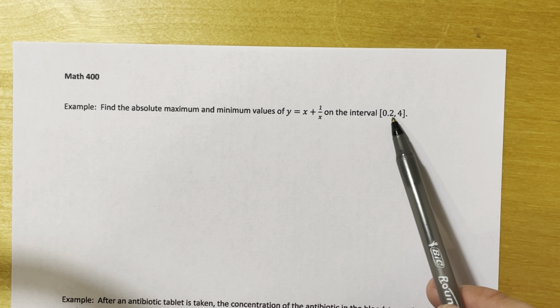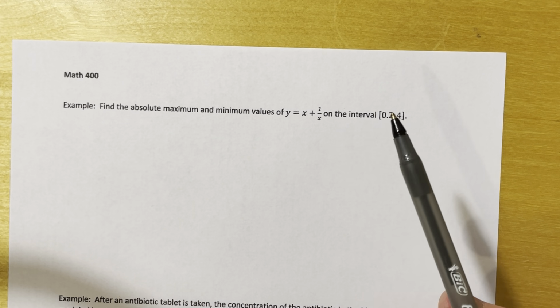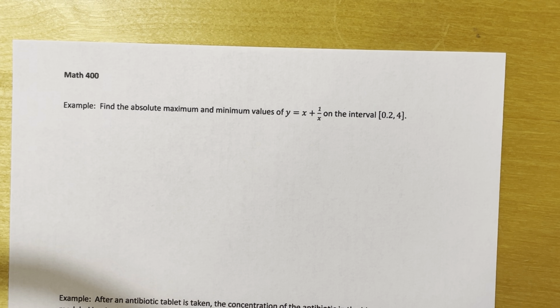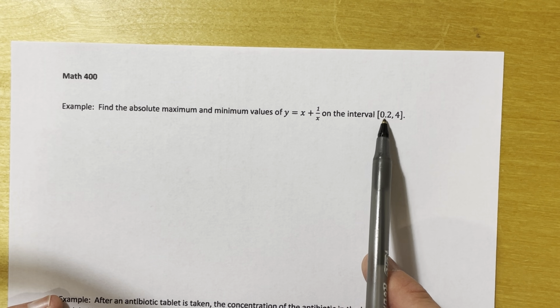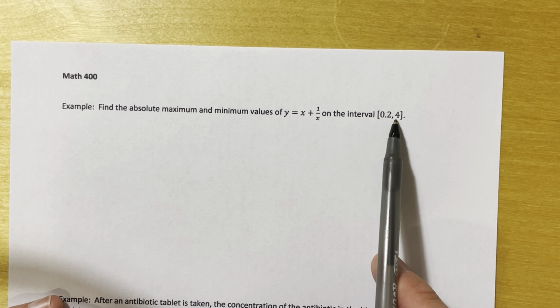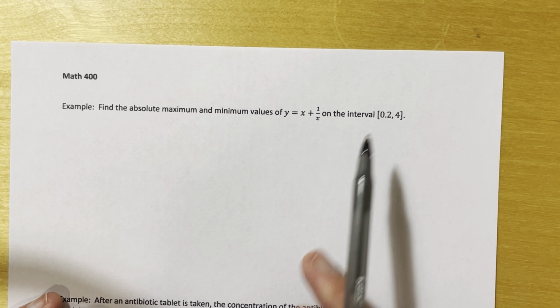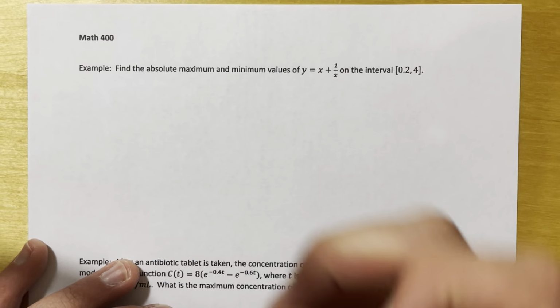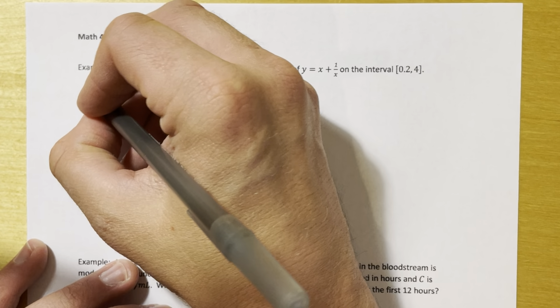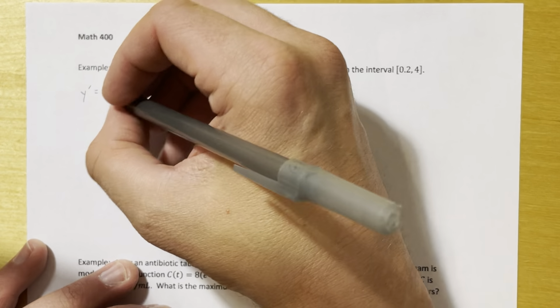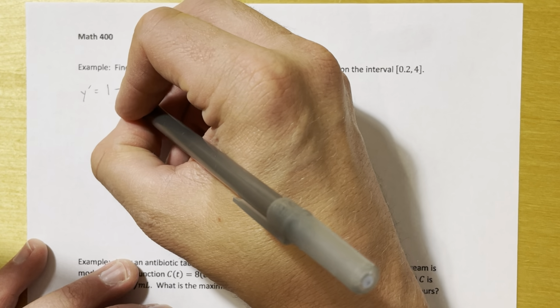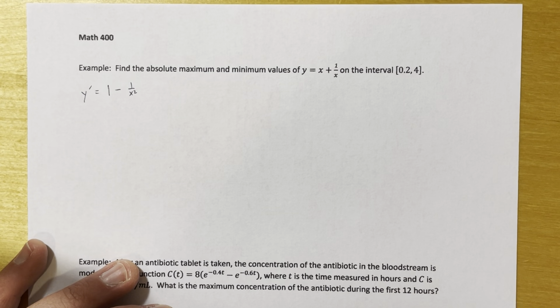And that closed interval has to be a part of the domain of that function in order to use the closed interval method. We wouldn't call it the closed interval method otherwise. So what we're going to do is first look for critical numbers on the open interval 0.2 to 4 for this function. And again, what that means is we first differentiate it, y prime, and this is an easy derivative that's equal to 1 minus 1 over x squared, just using the power rule.